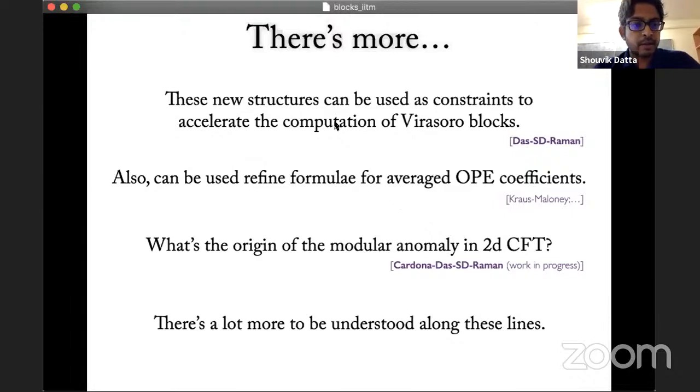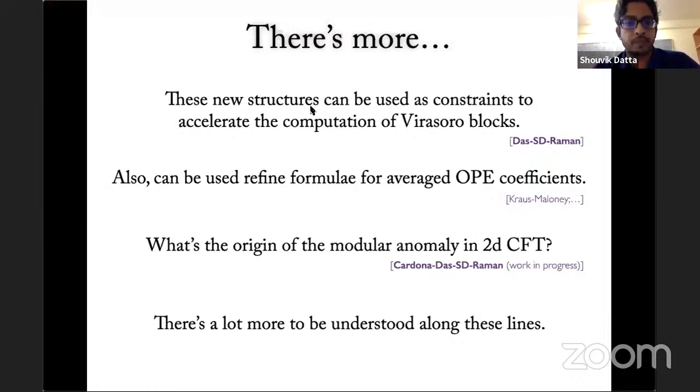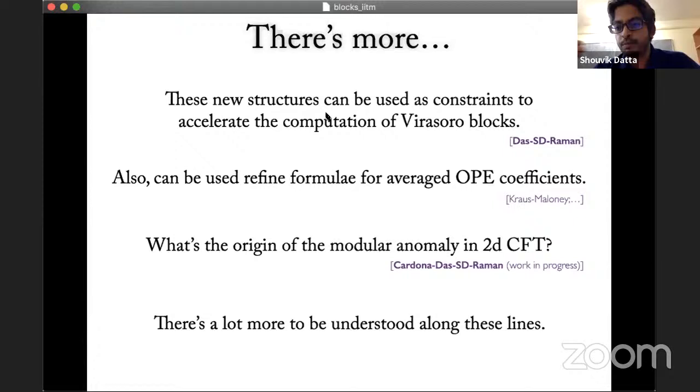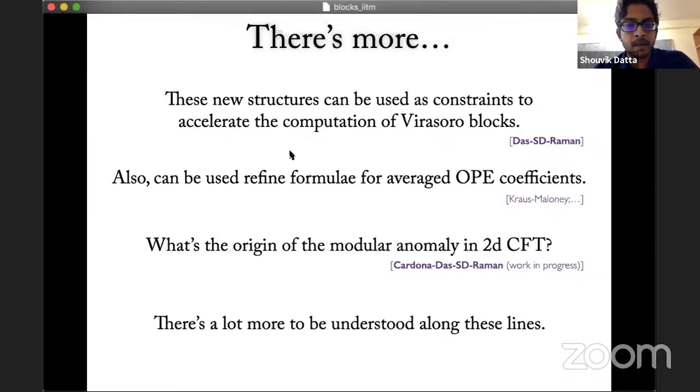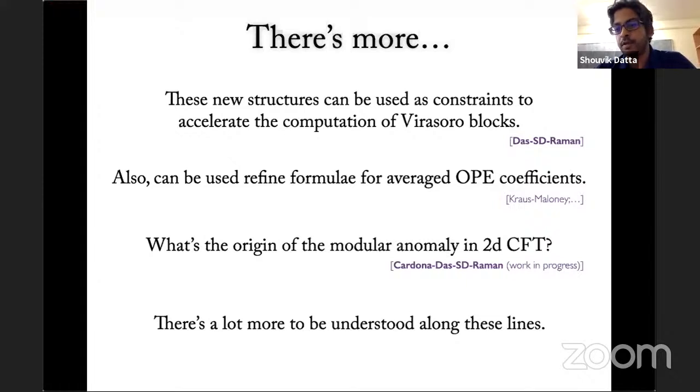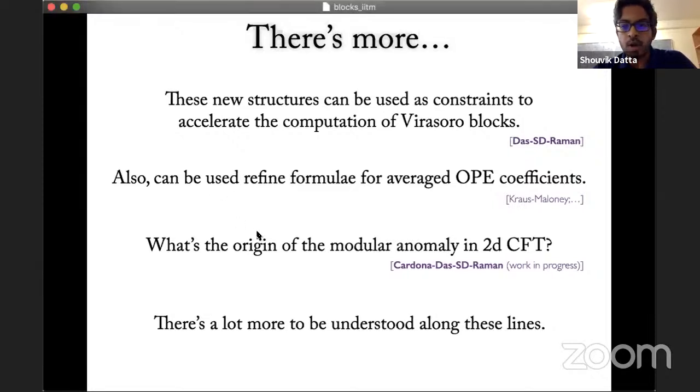Okay, and finally, these new structures, which are these Eisenstein series, also provide new constraints which can accelerate the computations of Virasoro blocks, and each order in this 1 over HP expansion is known in closed form, which is also a big advantage. So these blocks can also be used in order to derive formulas for averaged OPE coefficients in the high energy regime, and these corrections in this 1 over HP expansion can be used to refine those formulas. So one question which we have not quite addressed over here is: why is the second Eisenstein series appearing?